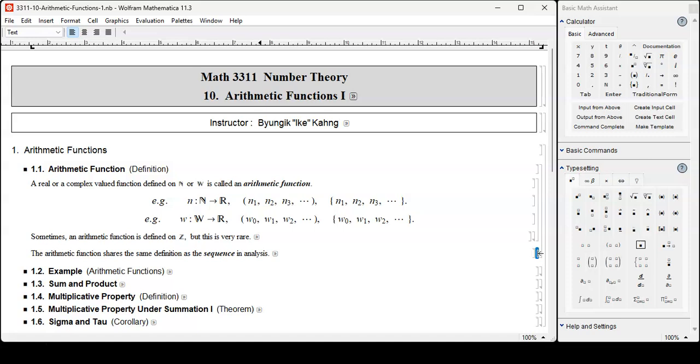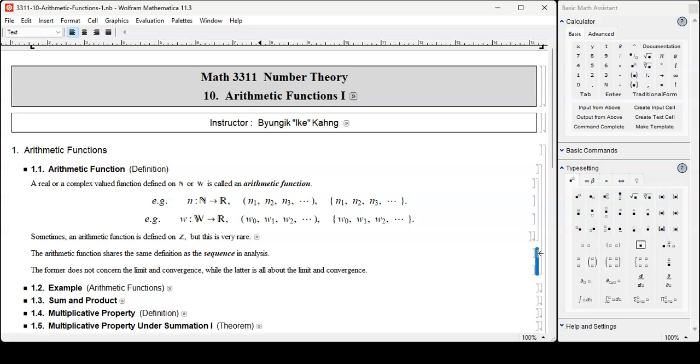What makes a difference, however? The difference comes from the viewpoint, the focus. The arithmetic functions do not concern the limit and convergence. There are plenty of other things that we focus upon, but none of them have anything to do with limit and convergence. In analysis, on the other hand, almost all the time when you encounter a sequence, you look for limit and convergence. So that's a big difference.